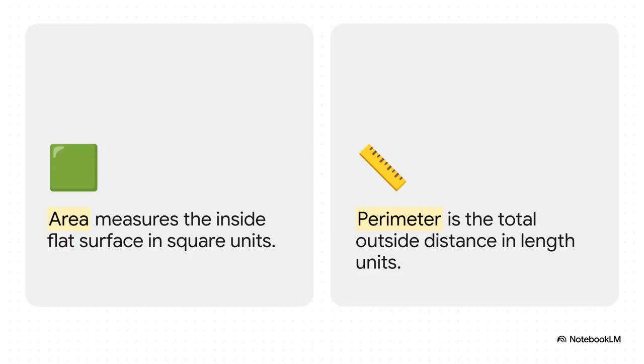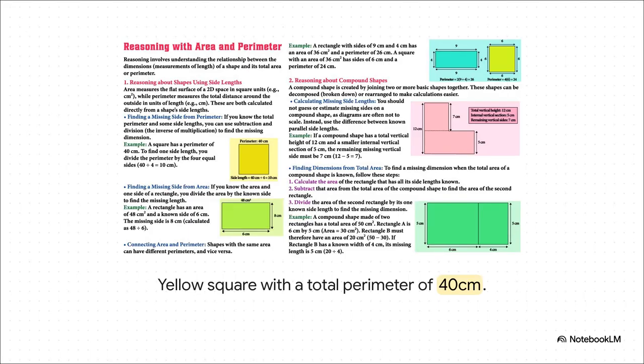Your main clues: area, which is the inside space, and perimeter, the total outside edge. Take a look at this yellow square. It has a total perimeter of exactly 40 centimeters. Since a square's sides are equal, just divide that 40 by 4. You get 10 centimeters a side.